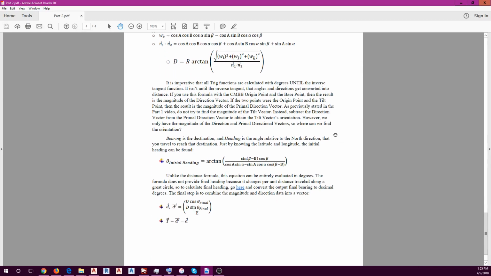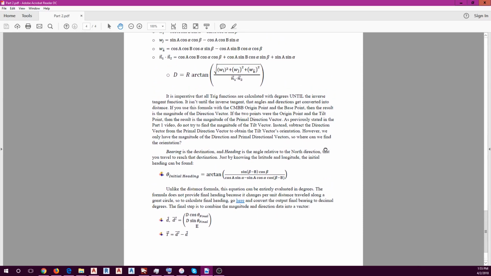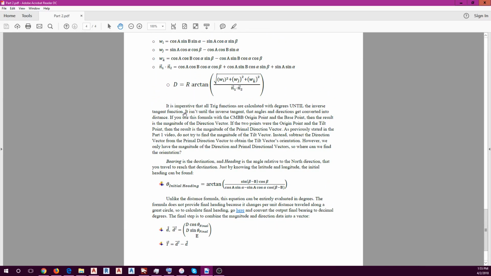Okay. It is imperative that all of your trig functions are calculated with degrees until the inverse tangent function is needed to be calculated. If you use this formula where n1 is your origin point and n2 is the base point, then this result, this distance, is the magnitude of the direction vector.